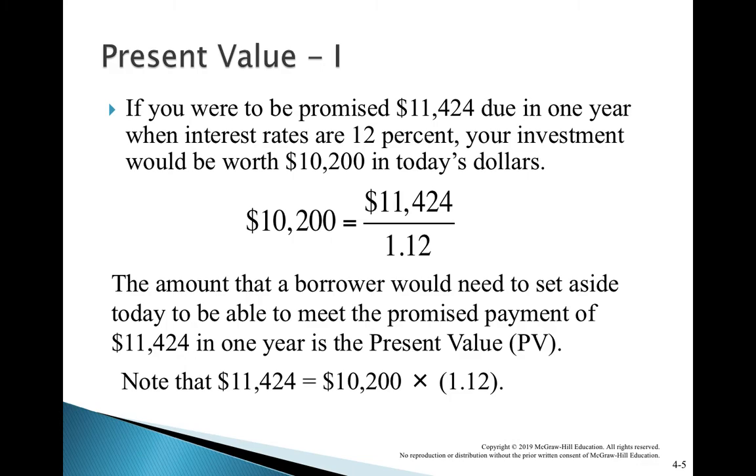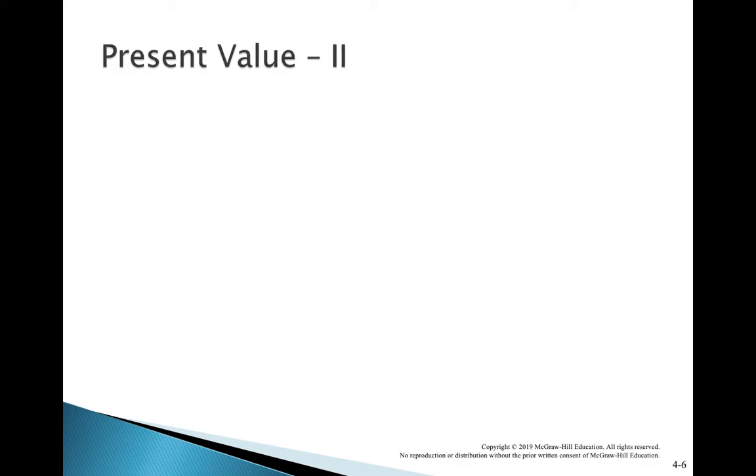If you use the future value formula, it will be the same. Present value multiplied by 1 plus R is equal to future value. Present value is 10,200 multiplied by 1.12, which is equal to 11,424.